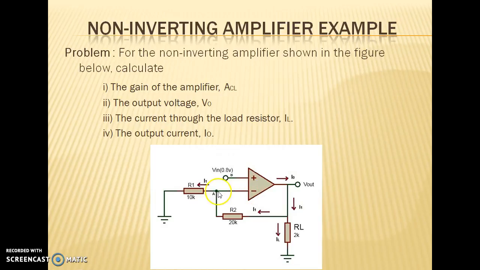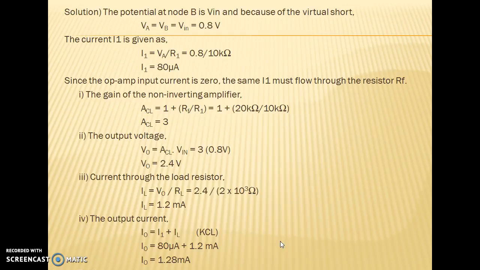Then the inverting input terminal is connected to the ground through resistor R1, which is 10K. The feedback resistor R2 is 20K. And a load resistor 2K is connected across the output. The output current is designated as I0. The feedback current that flows in is I1, which flows through resistor R1 and finally is grounded. And the current through the load is known as IL. So let's start with the solution.